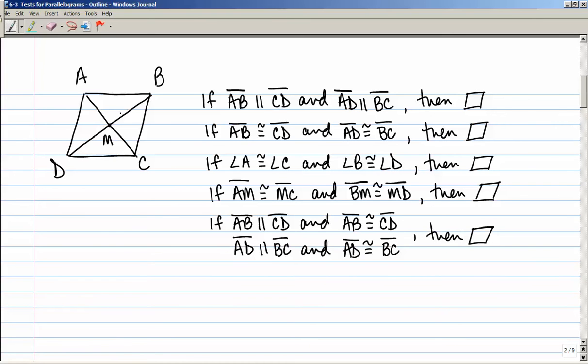Number four, if AM is congruent to MC, so in other words M is the midpoint of AC, and BM is congruent to MD, in other words M is also the midpoint of BD, then it is a parallelogram. And then the last one, if AB is parallel to CD and also congruent to CD, so top and bottom are both parallel and congruent, or if left and right are both parallel and congruent, AD parallel to BC and AD congruent to BC, then it is a parallelogram.